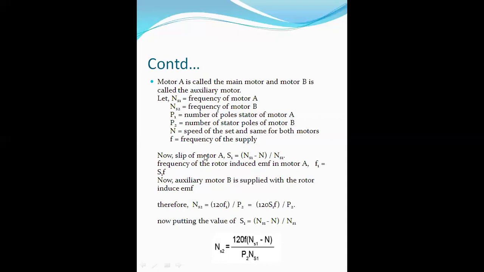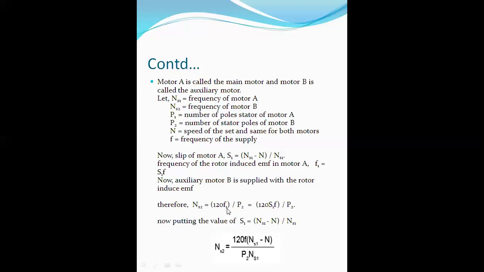So the slip of motor A: this is the speed of motor A at synchronous frequency, and this is the speed of motor B at synchronous frequency. The slip of motor A is S1 equal to (Ns1 minus N) by Ns1. The frequency of the rotor induced EMF of motor A is F1 equal to S1 F. Now, auxiliary motor B is supplied with the rotor induced EMF. Therefore, N is equal to 120 F1 by P2.